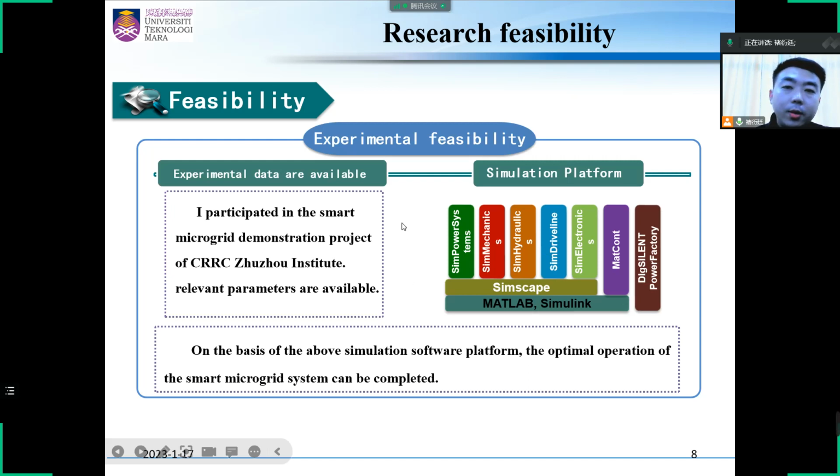And also the experimental feasibility. I have participated in the smart microgrid demonstration project of CRRC Zhuzhou Institute. Relevant parameters are available, and on the basis of the above simulation software platform, the optimal operation of the smart microgrid system can be completed.